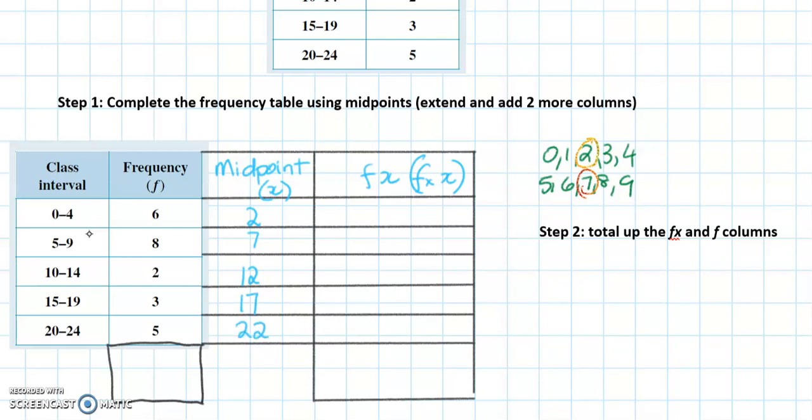So you first identify the midpoint and write that down. Then the next thing we do is multiply these two together. For that row, f times x is basically 6 times 2, which is equal to 12. Then 8 times 7, which gives us 56. 2 times 12, which is equal to 24. And you keep doing it until we finish the rest of the column f times x.